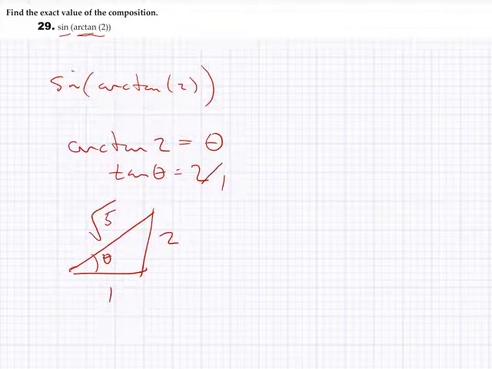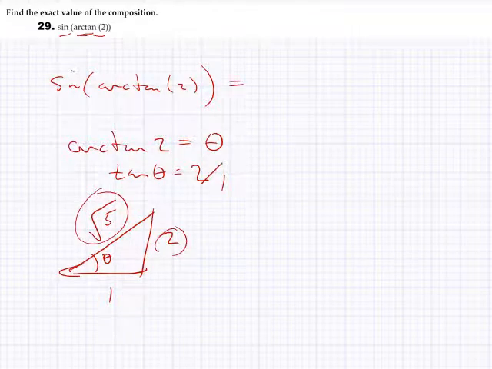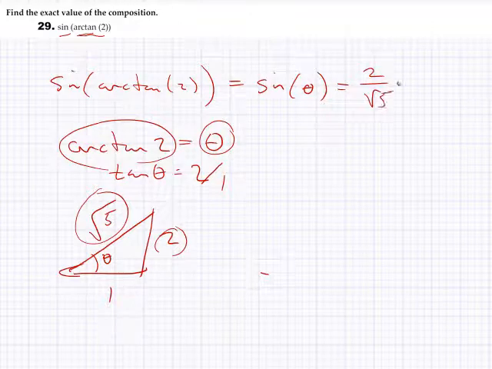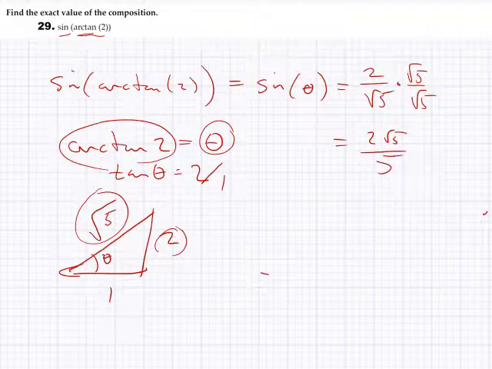And therefore, we get the sine of theta to be opposite over hypotenuse. Since this is essentially the same thing as the sine of theta, because the arctan of 2 should be theta, we get 2 over square root of 5. Or if you were to rationalize that, you could also write it as 2 square root of 5 over 5.